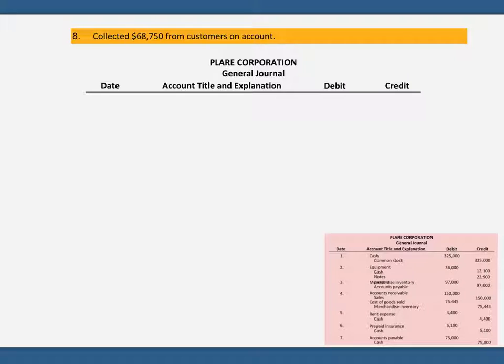Number 8, the company collected $68,750 from customers on account. So it doesn't necessarily say this, but this could have been from our transaction in number 4 over here in the pink box where we had our sales revenue and accounts receivable, or it could be from some other sales that customers had paid on credit for. Nonetheless, all we have to do is put a debit to cash for the cash we've now collected, $68,750, and then we will credit accounts receivable to decrease that account.